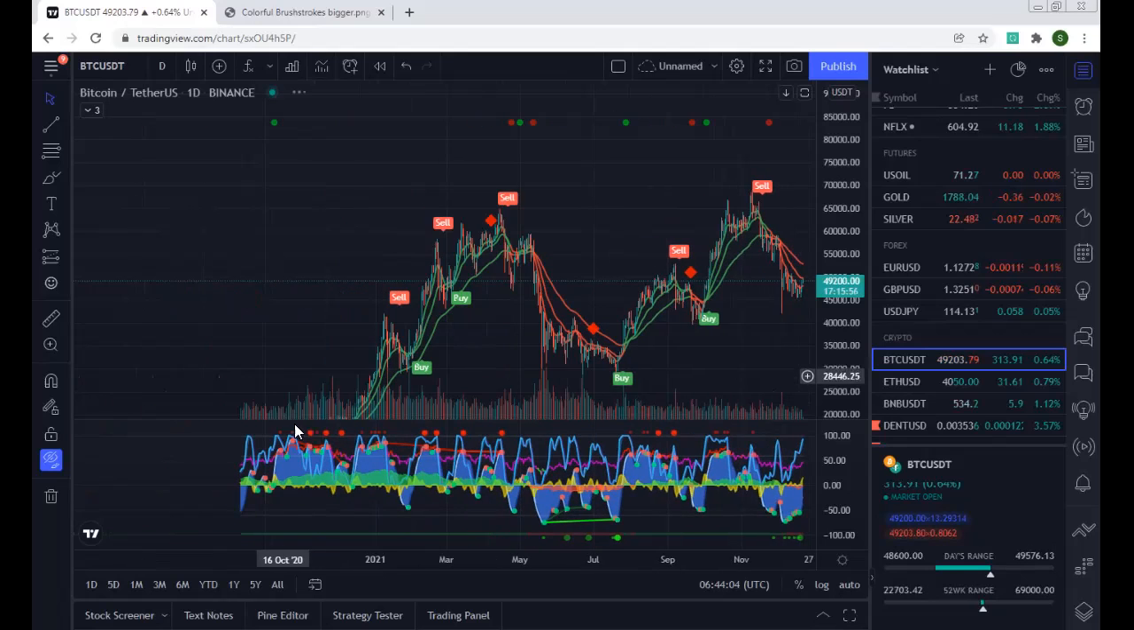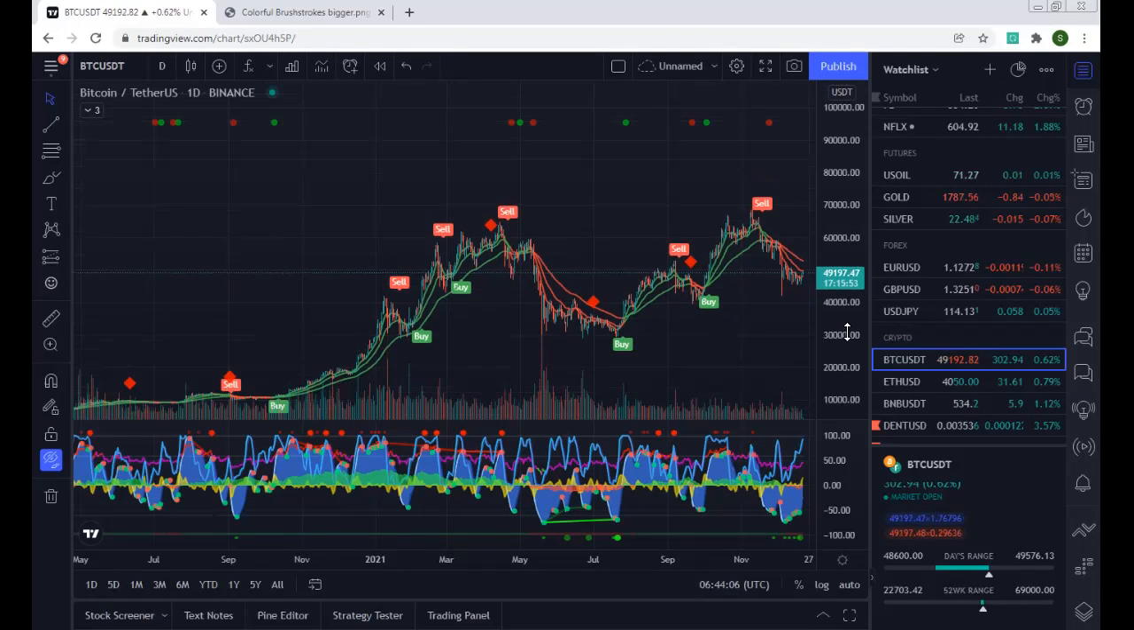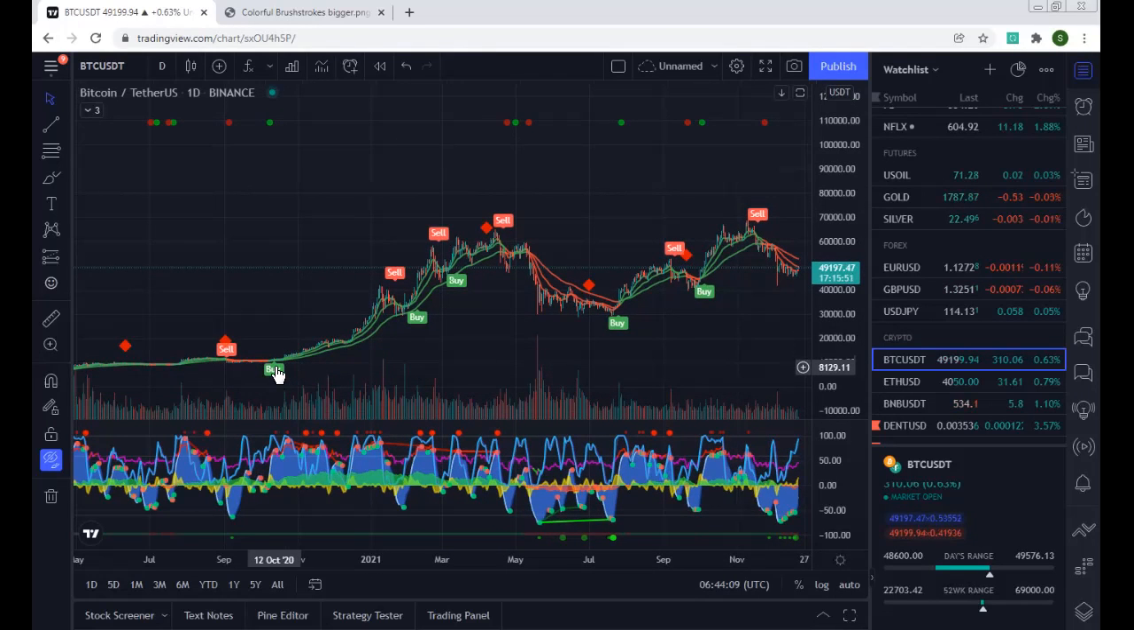We would have bought in at the bottom, way over here in October 20. We had some sell and buy indicators on the way up, but the main thing is we would have sold at the top. We had a sell indicator.